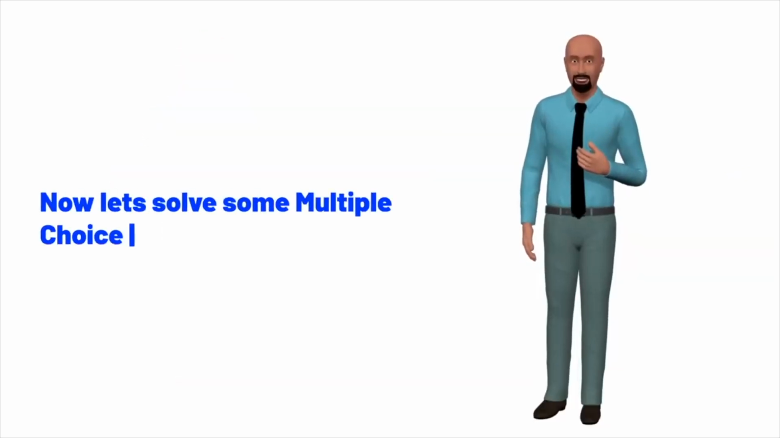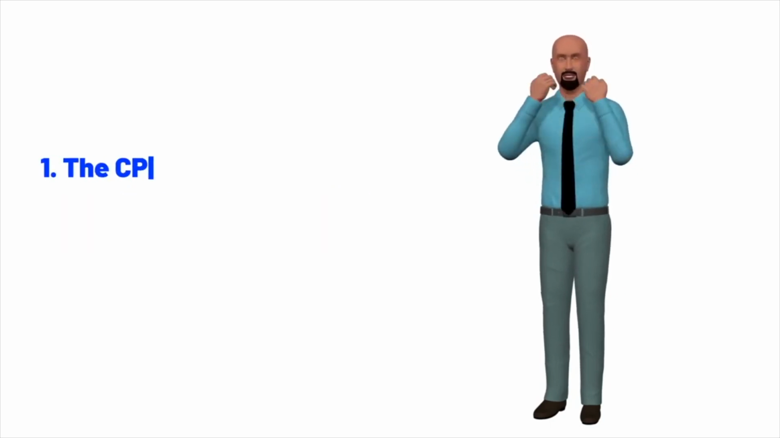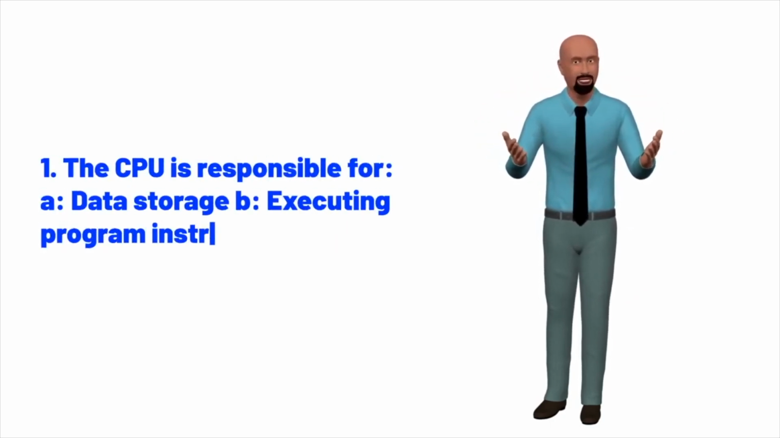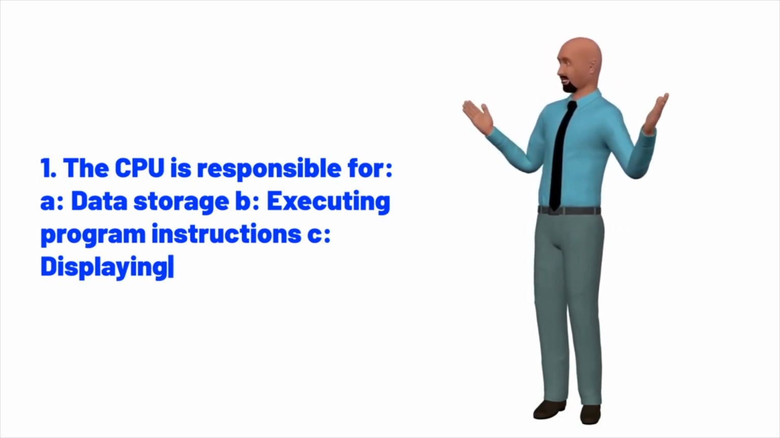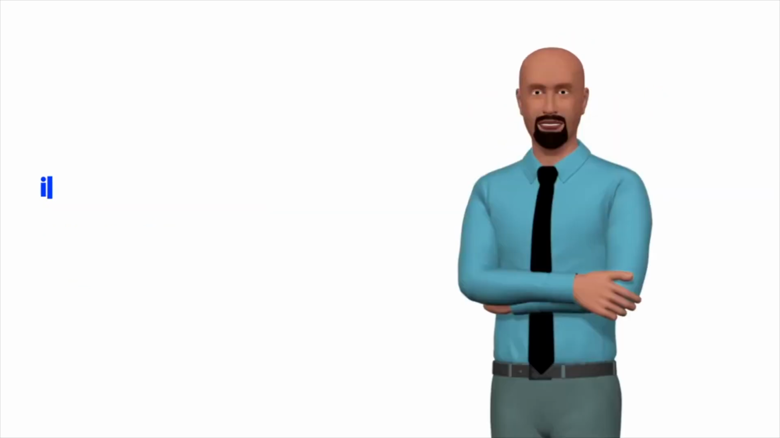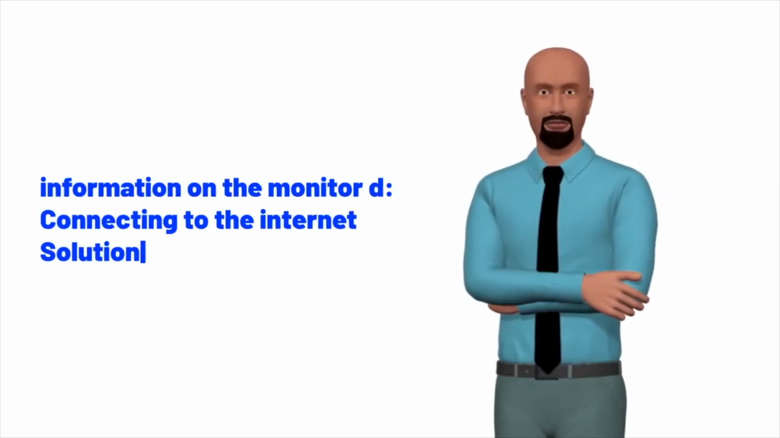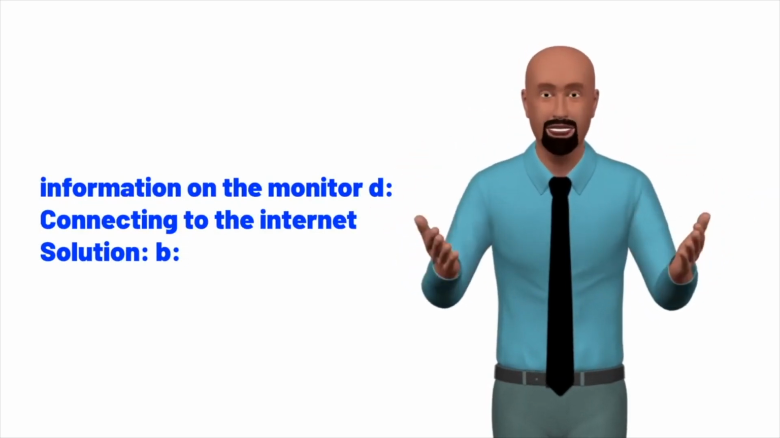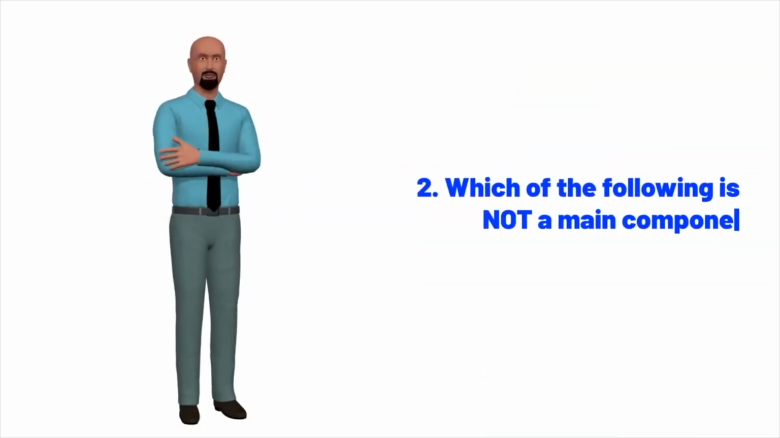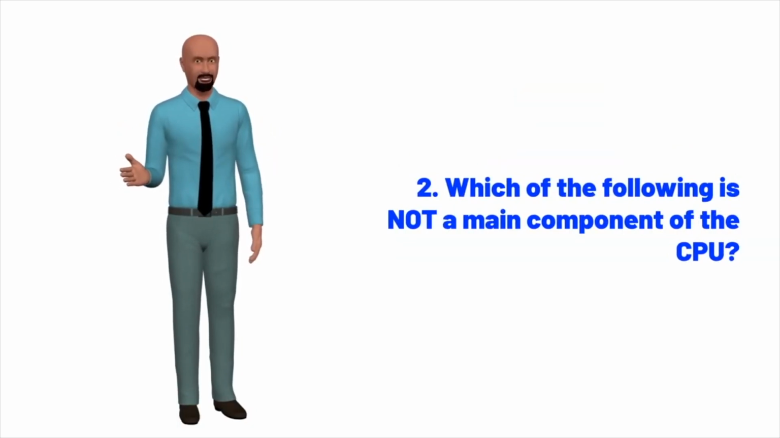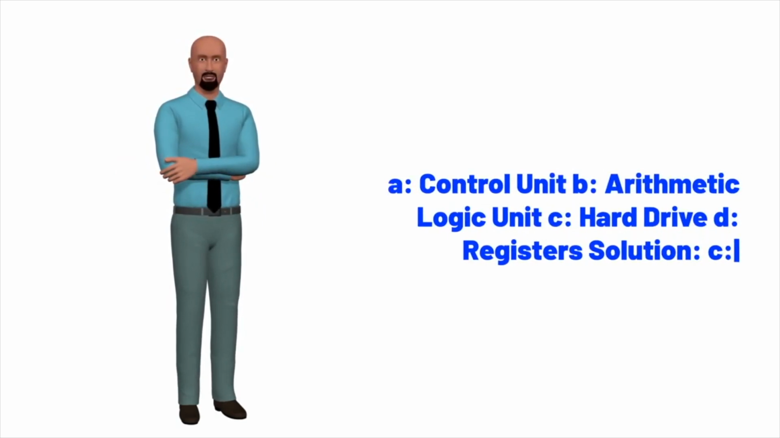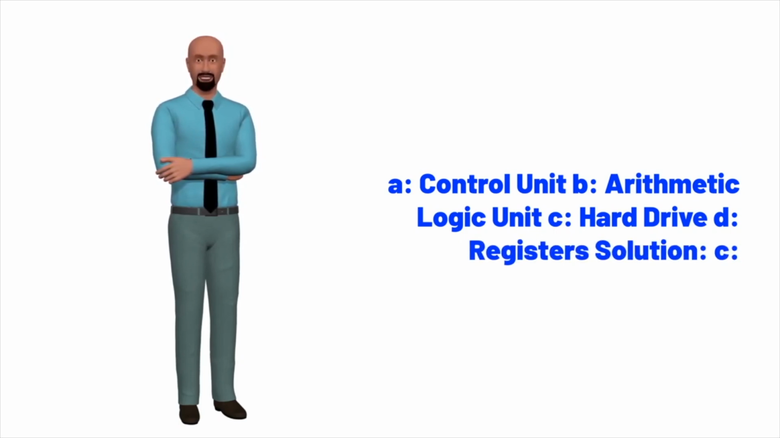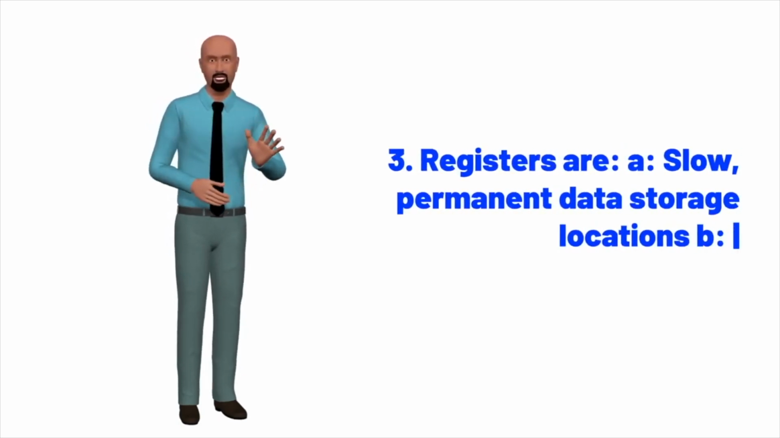Now let's solve some multiple-choice questions. 1. The CPU is responsible for A. Data storage, B. Executing program instructions, C. Displaying information on the monitor, D. Connecting to the Internet. Solution. B. 2. Which of the following is not a main component of the CPU? A. Control unit, B. Arithmetic logic unit, C. Hard drive, D. Registers. Solution. C.